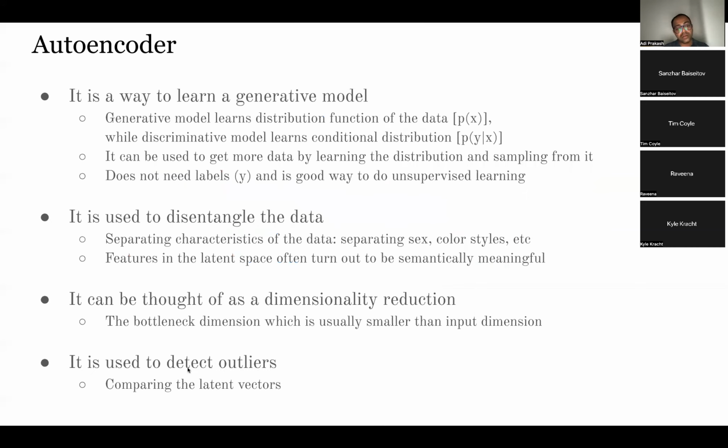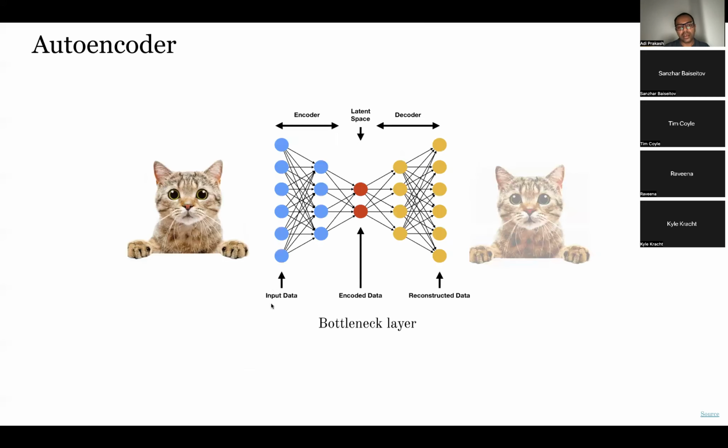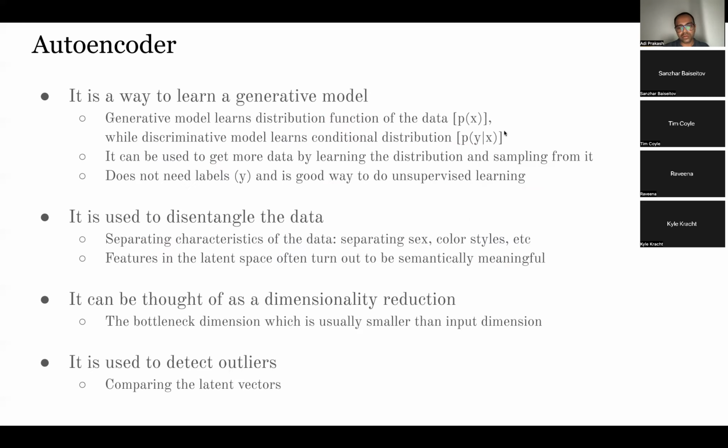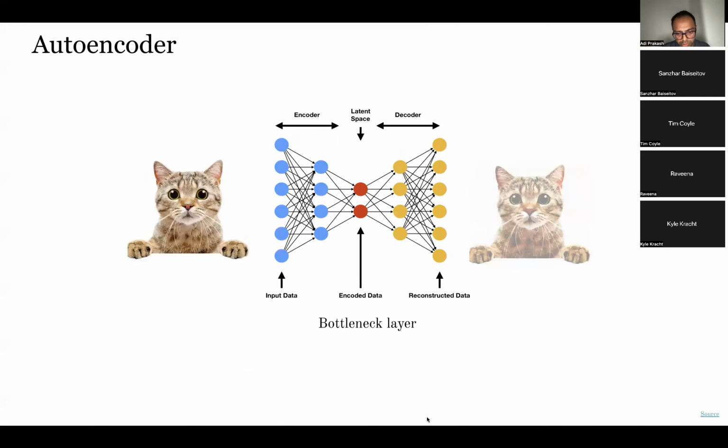The other thing for which these are used a lot is to detect outliers. Because if you have trained this on a lot of cats, and then you feed in a dog, these intermediate values will look very, very different. Is there a way I can annotate? Let me see if I can annotate. Okay, I can annotate now.